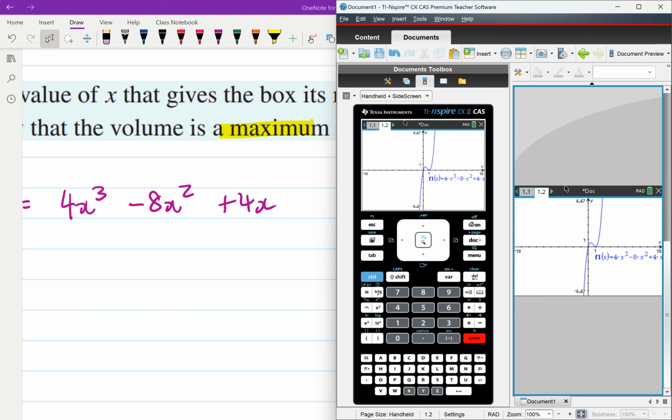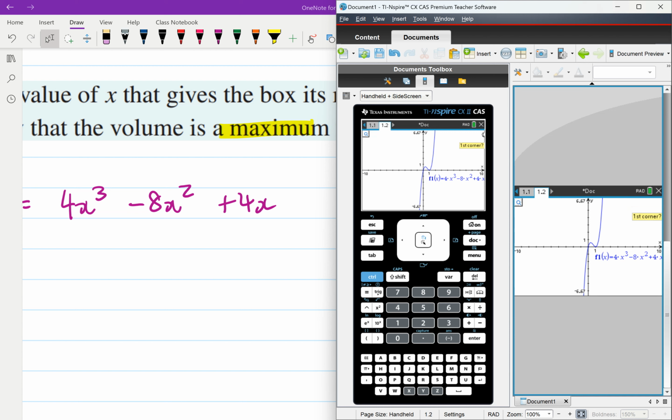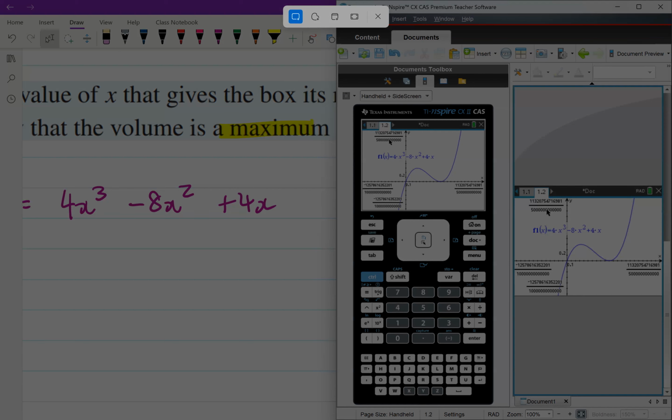Okay, so I'm going to zoom in. I'm going to go menu. Use all your CAS skills from here. So we're going to go to menu. If I can tap it, doesn't seem to tap. Menu 4, zoom box. And I'm going to go over here and I'm just going to select one corner to the next corner. There you go.